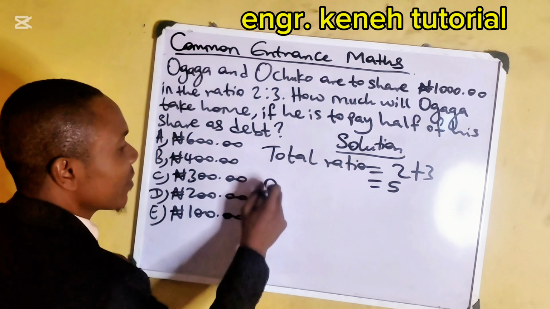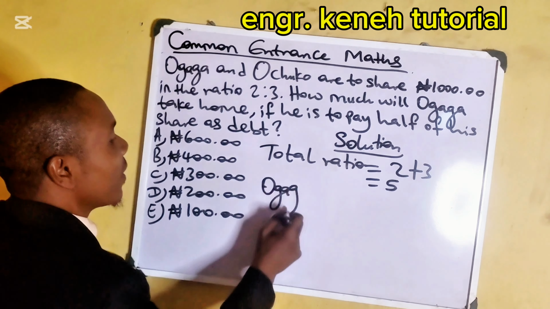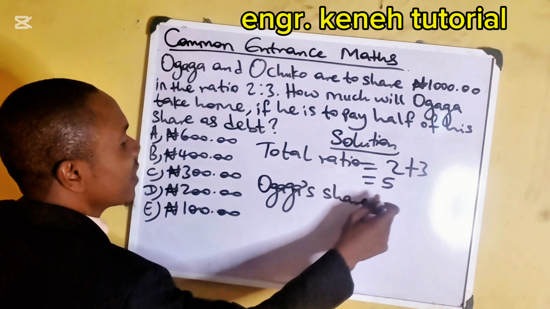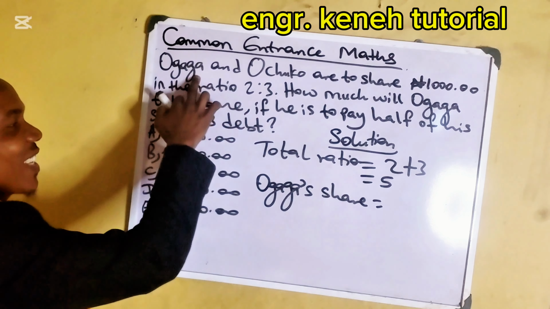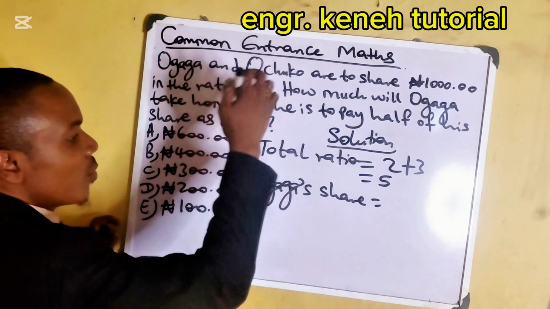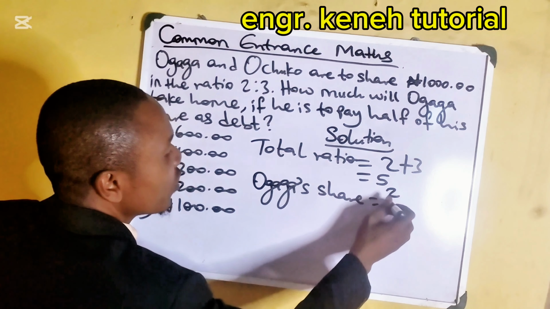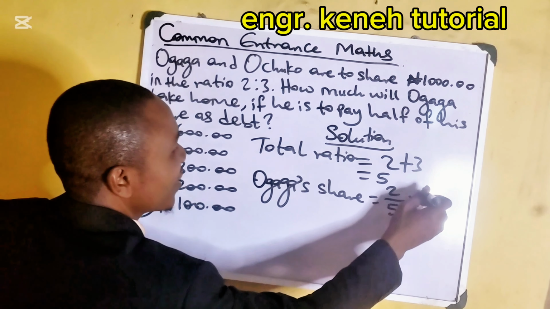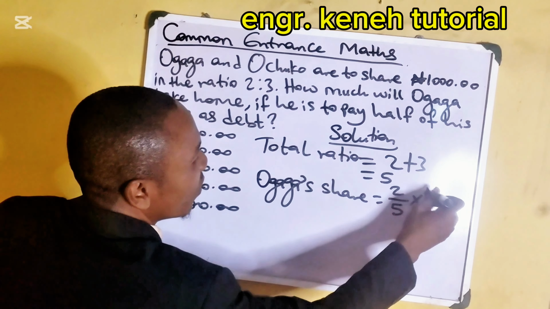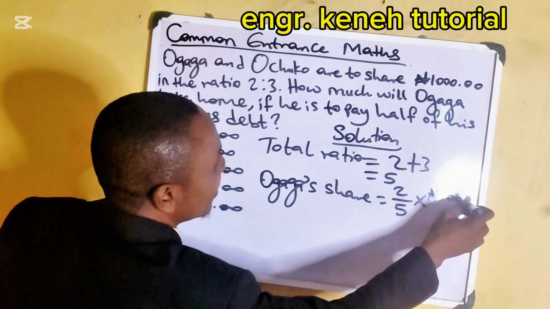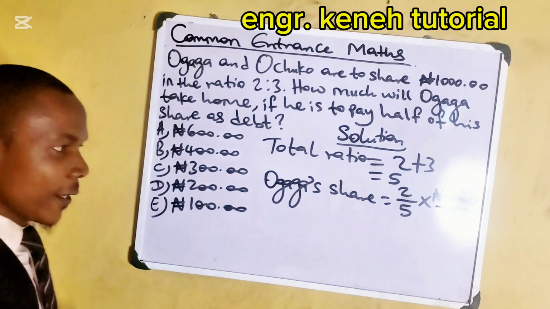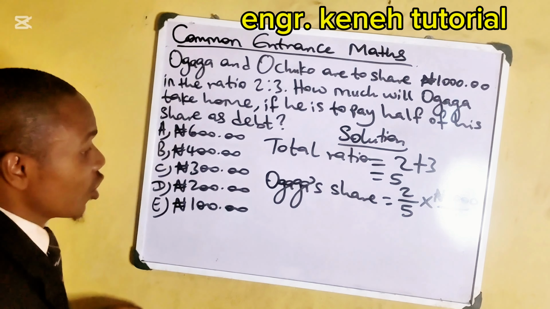So I have like this. I have Ogaga's share. Ogaga's share is equal to the ratio, because Ogaga is the first person, should be the first ratio. We have it to be 2 all over total ratio, which is what? 5, times what they are sharing, which is what? 1,000 naira. Can you see that? All over 1. Can you see that? Right, that is how it is done.